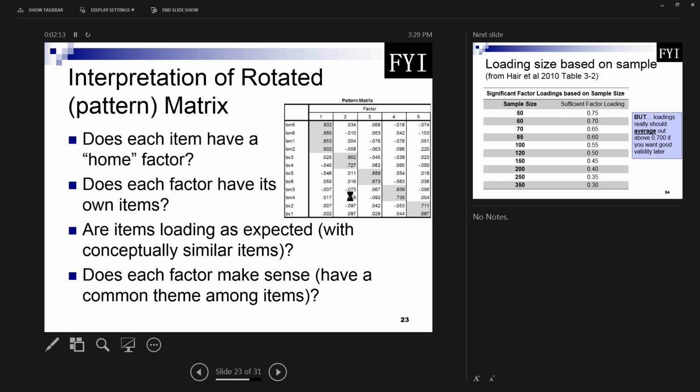Make sure things make sense, obviously. This one, I don't know if you can see this. It's kind of small. But I was not expecting BM 5 and 6 and BM 1 and 2 to load together when I ran this. This was a surprise to me. And so I had to go back to the survey and find out what these items were and why they were loading together. And eventually, it made sense. There was some underlying theme, something about stress. And so I left them that way. So there needs to be a good underlying theme if they do load together unexpectedly.